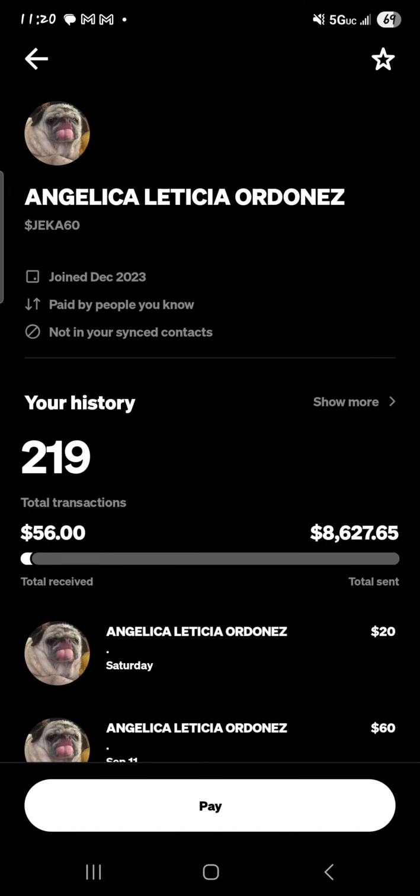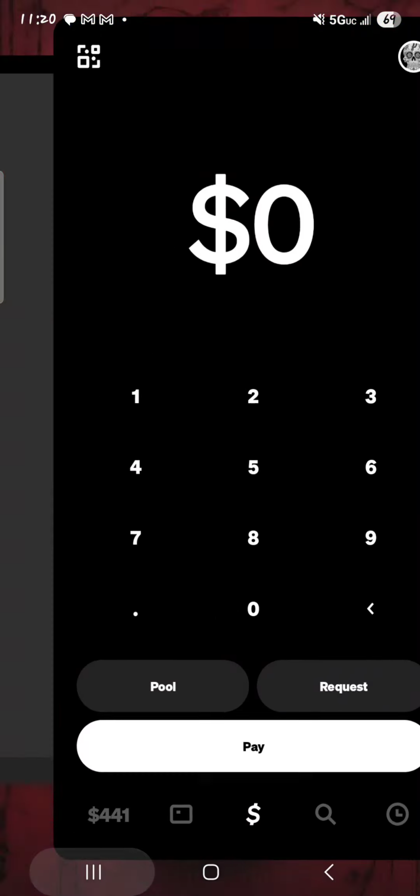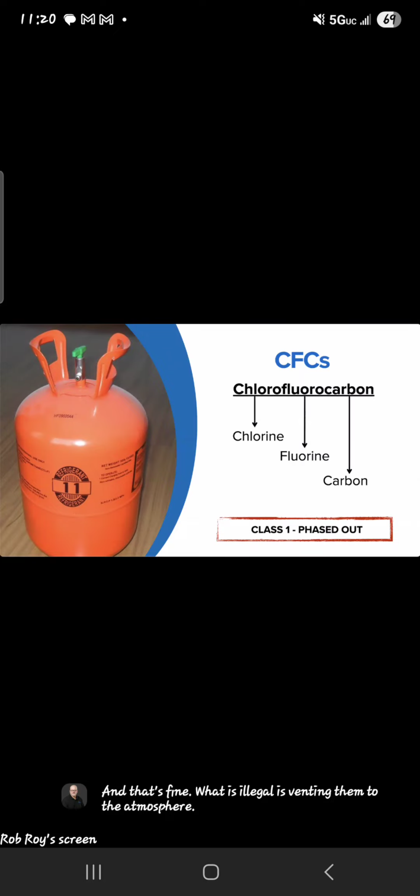This is the one that did the most damage to the ozone layer because of the chlorine. At this point, these guys are class 1 and they're phased out. Now, what's a phase out mean? It means you can't buy them anymore. They stopped making them. Does it make them illegal? No. You can own an antique car that has R12 in it, and that's fine. What is illegal is venting them to the atmosphere. That's what's illegal about them.